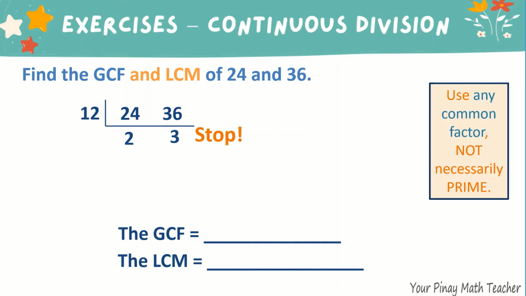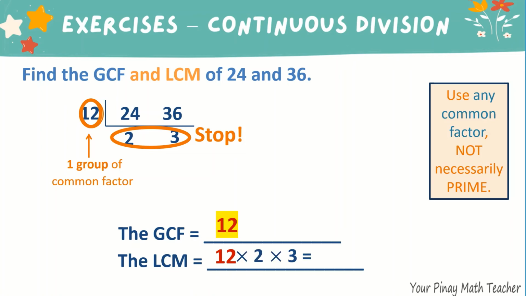So to find the GCF, you simply look at the number on the side. Since it's only 1, it represents one group of common factor, then the GCF is 12. To find the LCM, you still use 12, but you have to multiply it by the remaining numbers 2 and 3 below. So the LCM is the product of 12, 2, and 3, which is equivalent to 12 times 6, which is 72.